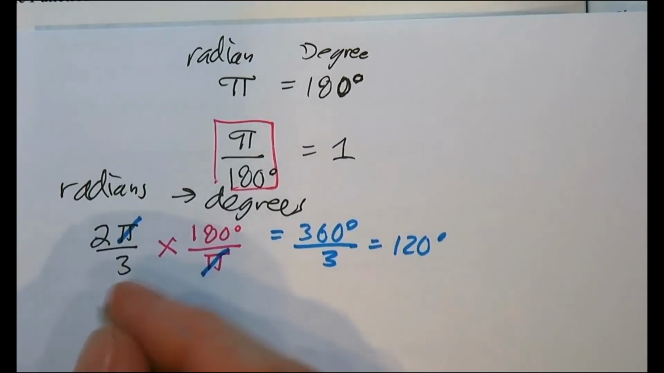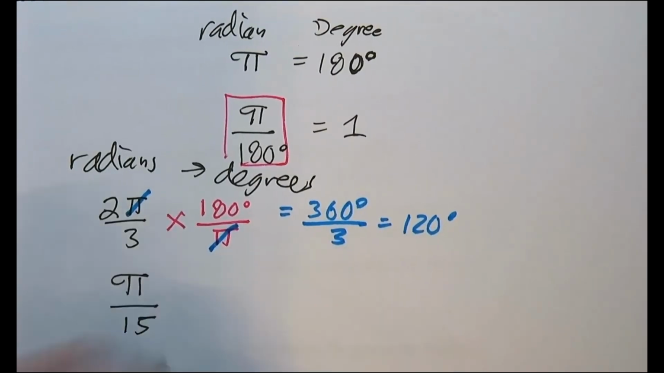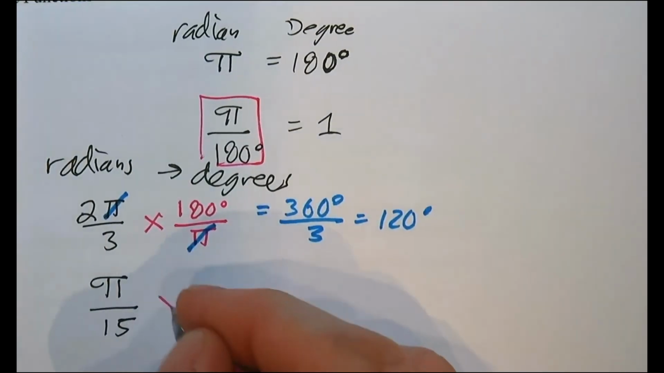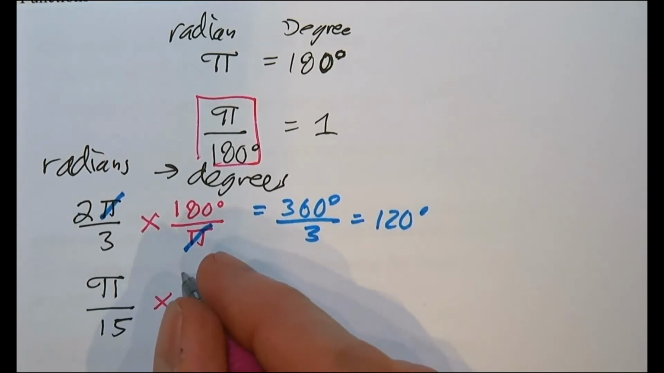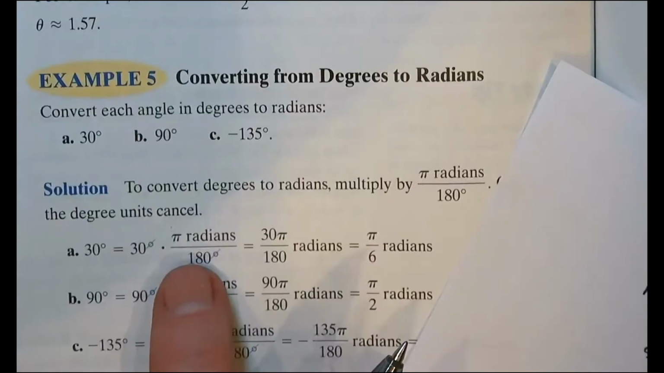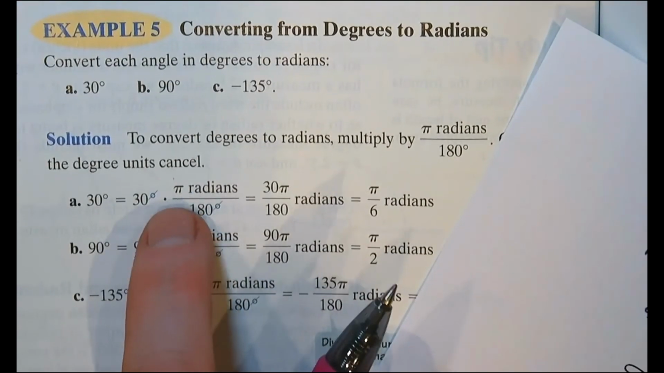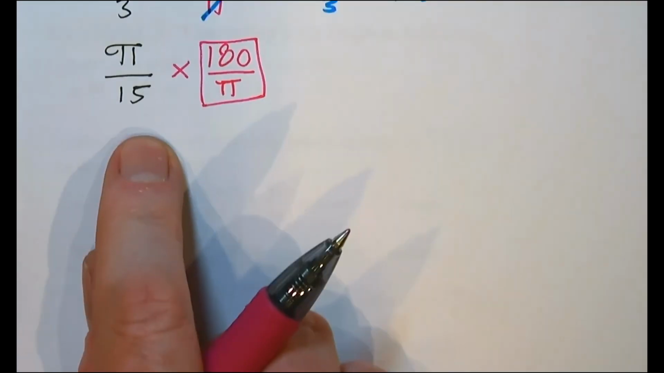But see, if you get a weird one, like pi over 15, how many degrees is that? Once again, just go like this, 180 over pi. So this is what you want to use, okay? And it's like, where is it in the book? It's a little hard to understand in the book, but that's what this is here, okay?